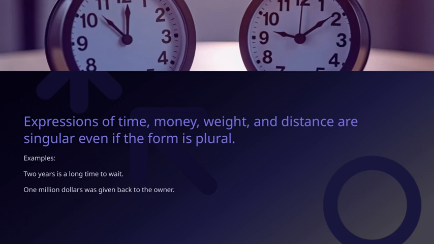Now, on this slide, we're also highlighting some common examples involving expressions of time, money, weight, and distance. The key takeaway is that these expressions are considered singular, even if their nouns are plural. This is an important point to remember when constructing sentences or analyzing sentences involving these kinds of measurements. Understanding these nuances helps us communicate more clearly and correctly, especially in formal or written English. It connects to the overall theme of mastering proper grammatical structures in different contexts.